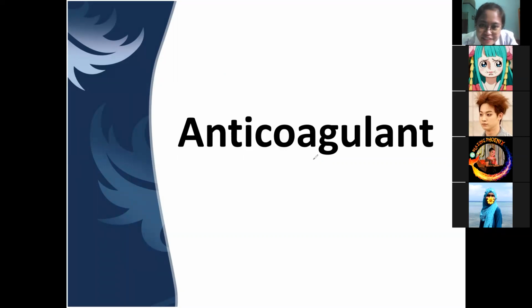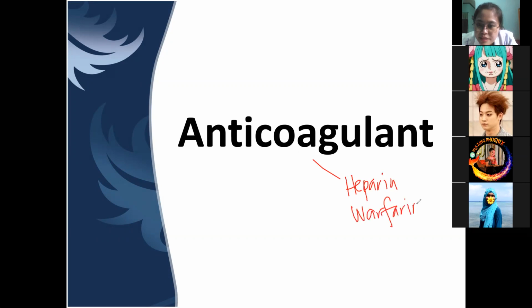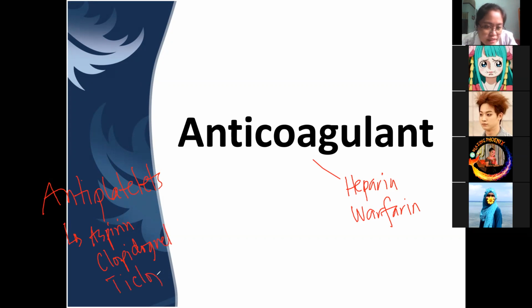Okay. So we have here anticoagulants like heparin and warfarin. But when you say the class antiplatelets, we have examples like aspirin, clopidogrel, and then we have ticlopidine.